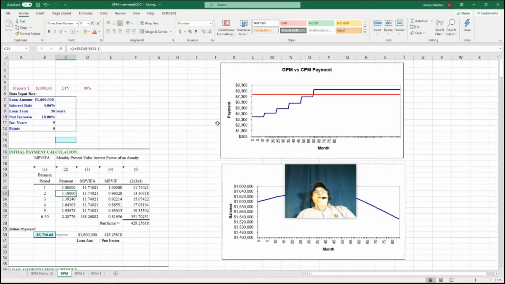And so now what we're going to do is look at this graduated payment mortgage versus a CPM. So this red line is a CPM. It's a constant payment. It's level, okay?